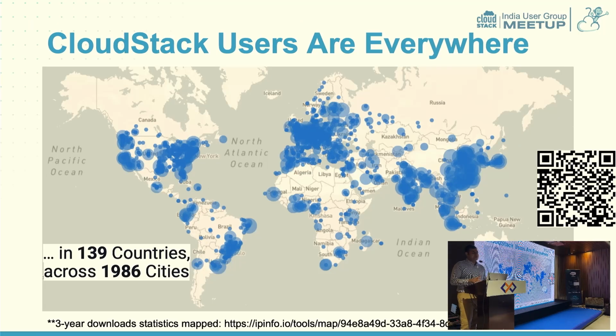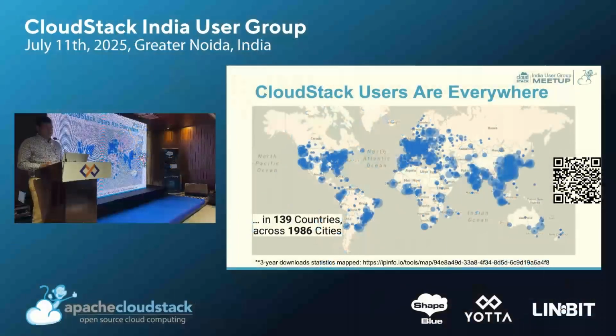Some time back, I created this map; there's a QR code you can scan to go to the map, zoom in and out, and see which countries are using CloudStack based on the package download data. So CloudStack is everywhere. I would say the world's largest e-commerce company and the world's largest manufacturer of phones and gadgets are all users of CloudStack, but they are not on this slide.